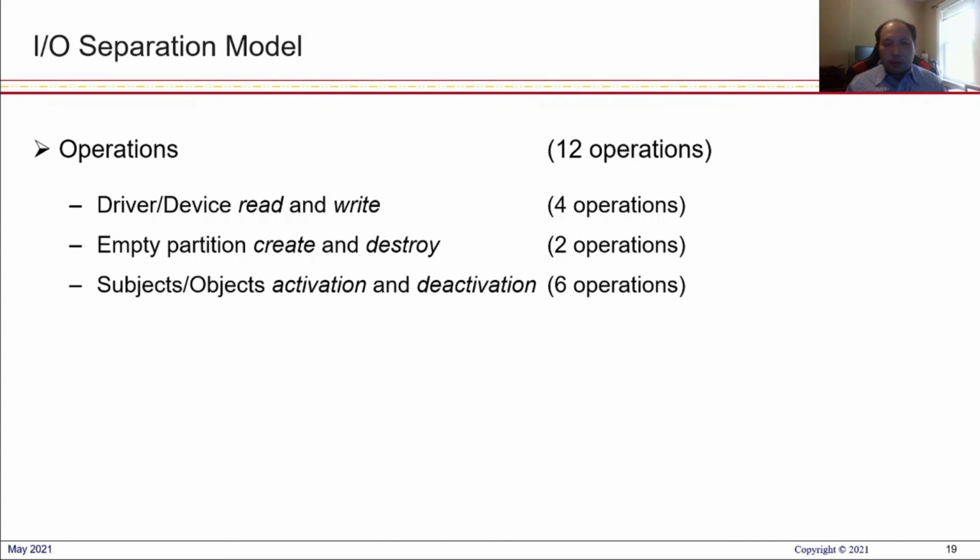The I/O separation model defines 12 operations in total, 4 operations for driver device read and write, 2 operations for empty partition create and destroy, and 6 operations for subjects, objects, activation, and deactivation.